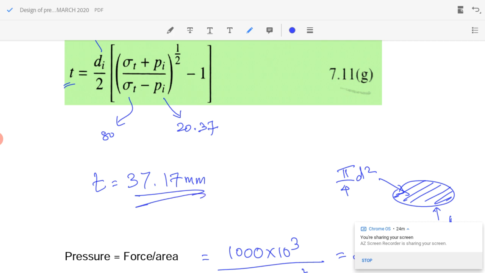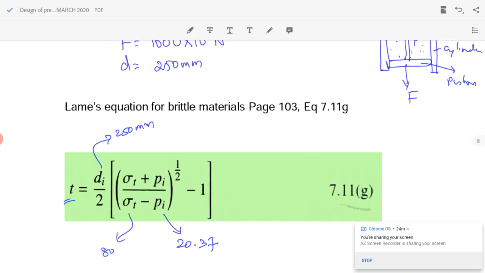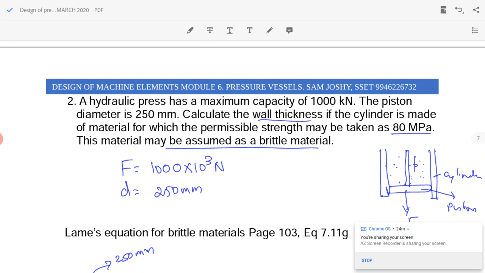So whenever we are given capacity, we should know how to find the pressure from this force. So pressure equal to force per area. That's the only thing we have to remember in this question. All the other equations are given in the data book. We just need to substitute those values.